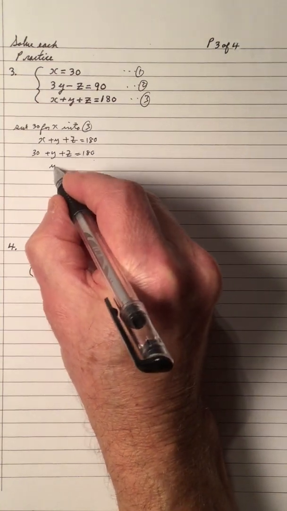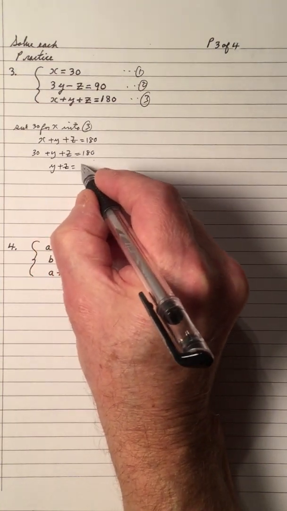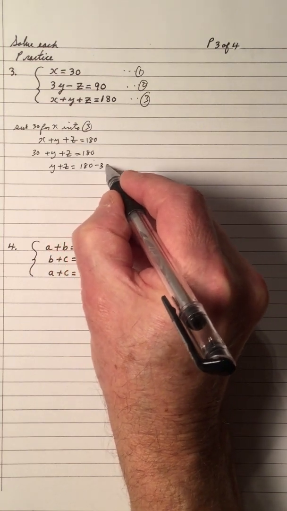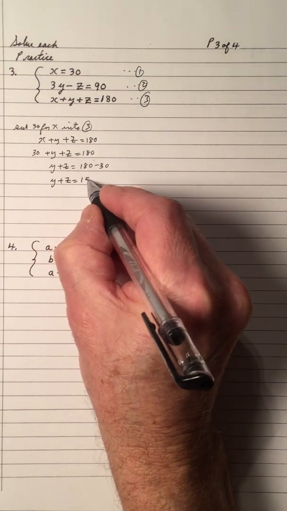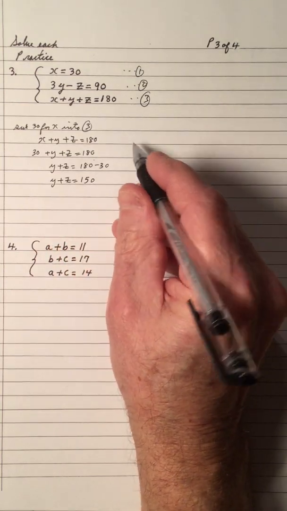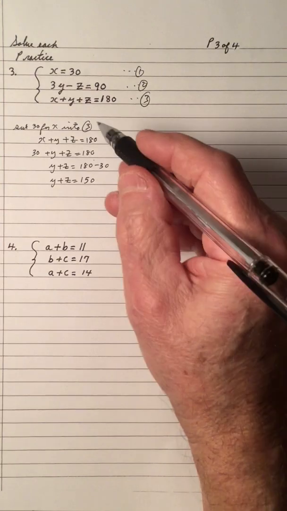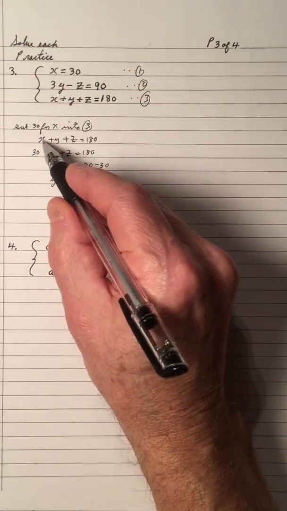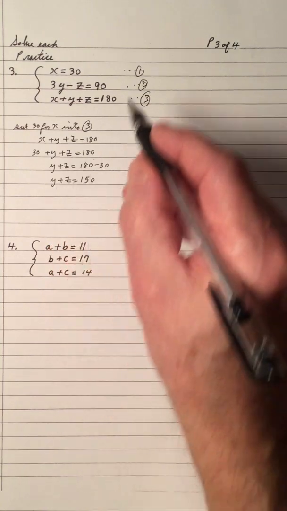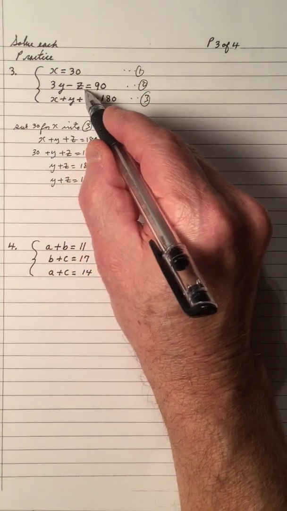And when we do, bring the 30 over, make it a minus. We got y plus z is 150. So now we know that x is 30. 30 gone into place of x gives me y and z. But the second equation got a y and a z.